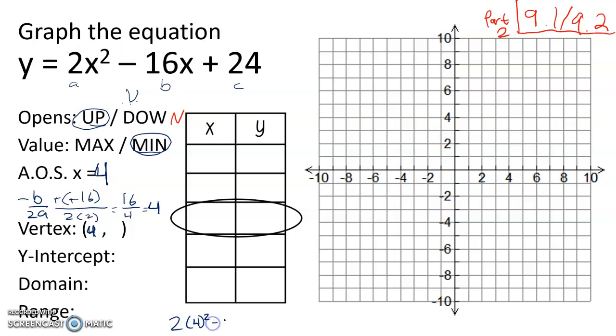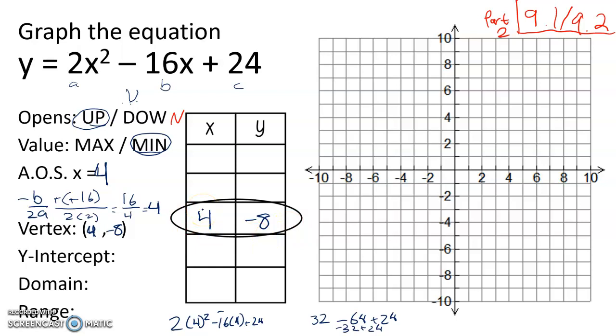So 2 times 4 squared minus 16 times 4 plus 24. Let's see, 16 times 4 is negative 64. 4 squared is 16, times 2 is 32. So 32 minus 64 is negative 32, plus 24 gets me negative 8. So I know the vertex is 4 and negative 8. Now, in my table, I'm going to put 4 and negative 8 right in the middle, right smack dab in the center.